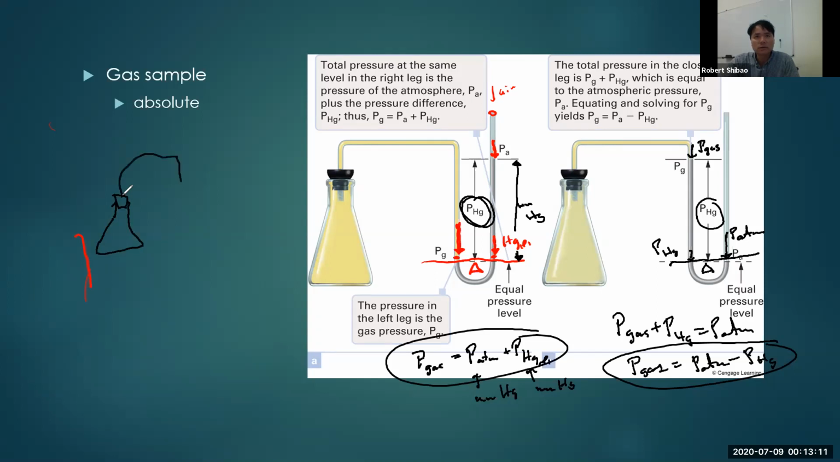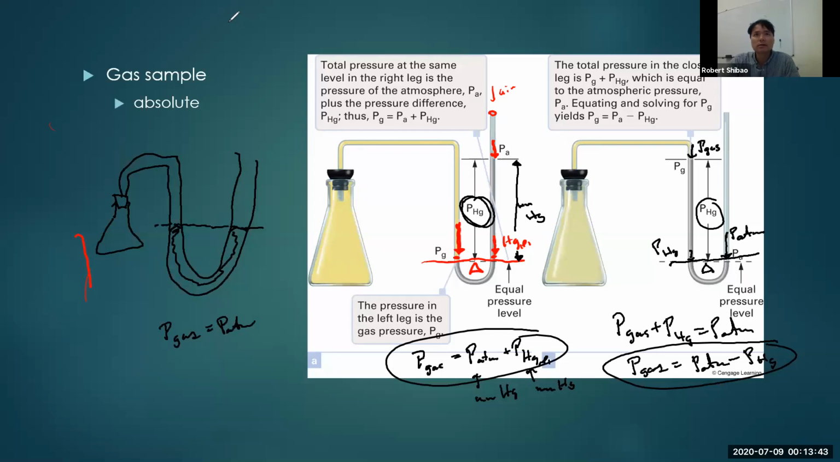This is called a U-tube or a manometer, so I better write that down. Let's say the two levels are equal. Then what's pushing down on the left is the pressure of the gas, and what's pushing down on the right is the pressure of the atmosphere. So in this case, the pressure of the gas is equal to the pressure of the atmosphere, because both are weighing the same amount here.